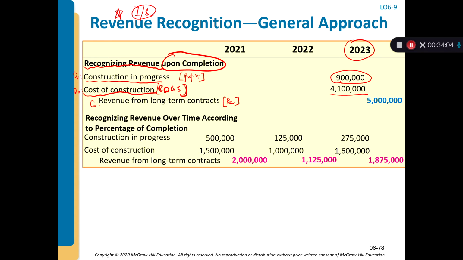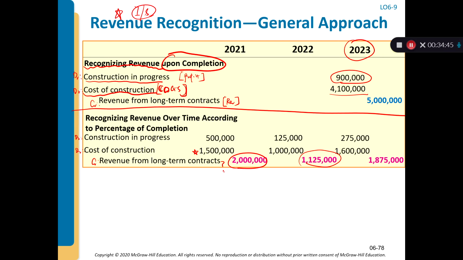Okay, and then if we're recognizing the revenue over a period, it means that we don't want to wait till 2023 to record this transaction. What we do is periodically record, debit the profit of 500,000 and debit the construction cost for 1.5 million for the first year, and credit revenue for $2 million. I will talk about how this 2 million is calculated. How do you know your revenue can be recognized as 2 million in period 1, 1.125 million in period 2, once you know the cost for sure?